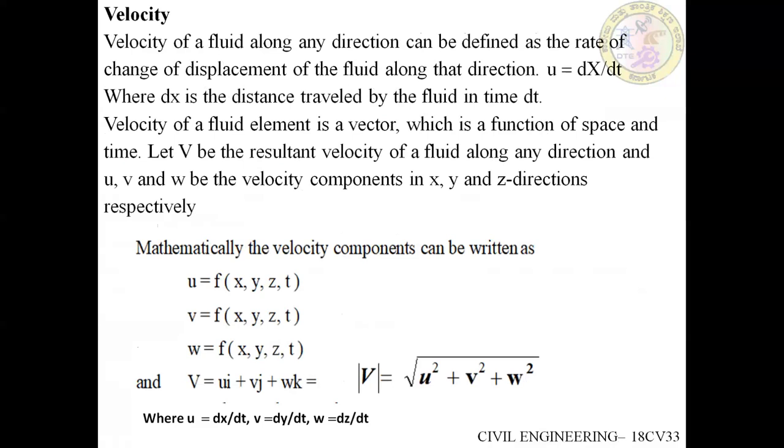Next is velocity. Velocity of a fluid is defined as the rate of change of displacement of the fluid along the direction, and it is denoted by the letter u, which is equal to dx by dt, where dx is the distance traveled by the fluid element and dt is the time taken. Velocity of a fluid element is a vector quantity and it is a function of space and time. The resultant velocity of a fluid along any direction, and u, v and w be the velocity components in x, y and z direction. So mathematically we can write the velocity component u = f(x, y, z, t). Similarly, we can write the velocity component v as well as w.